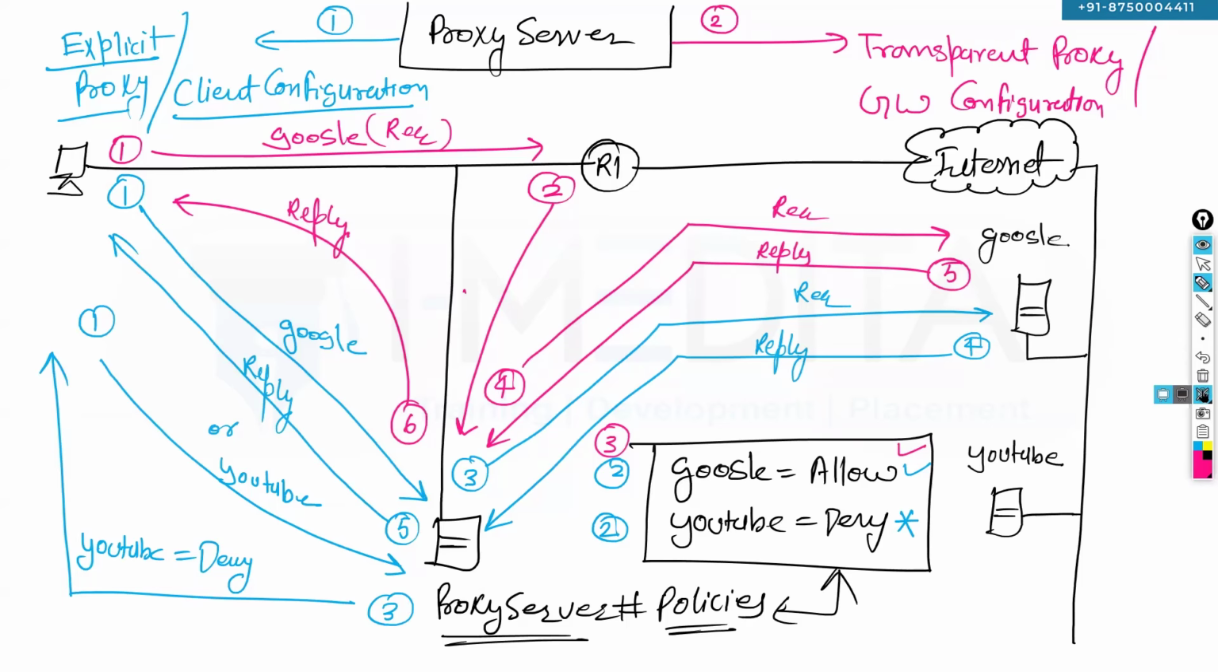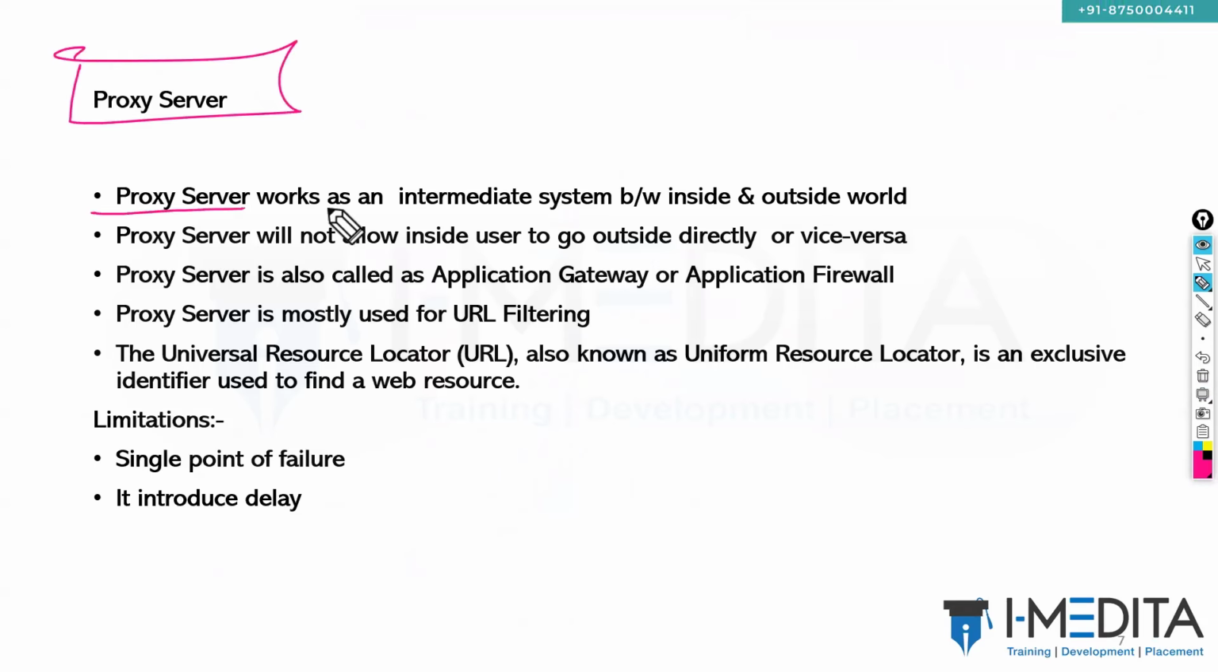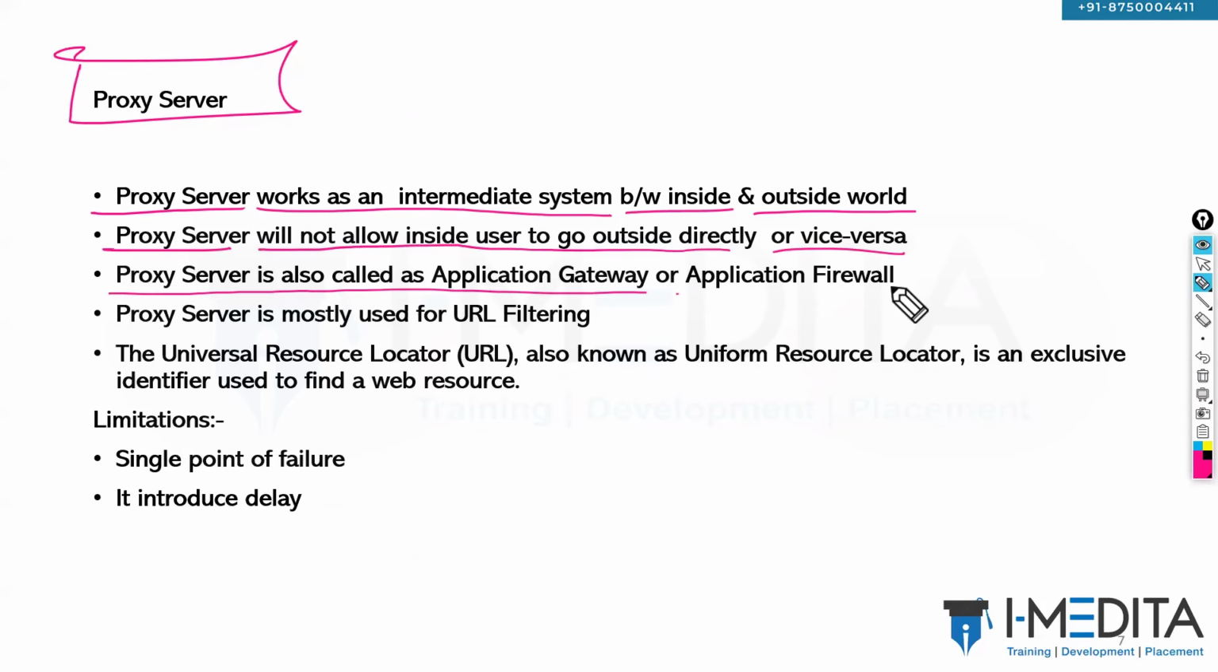So same thing is mentioned here, what is proxy server? Proxy server works as an intermediate system between inside and outside world. Proxy server will not allow inside users to go outside directly or vice versa. Proxy server is also called application gateway or application firewall. Proxy server is mostly used for URL filtering. URL stands for Universal Resource Locator, also known as Uniform Resource Locator.